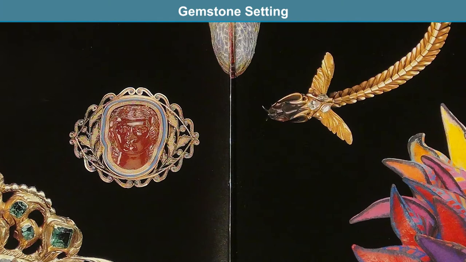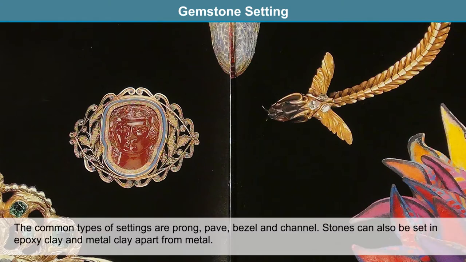Now, the type of setting depends upon the type of stone. Stones are usually either cabochons or they have a faceted back which ends in a point. Depending on the shape of the stone and the method in which it has been cut, the setting must be prepared. The common types of settings are prong, pave, bezel, and channel. Stones, apart from metal, can also be set in epoxy clay and air-dried, or set in metal clay and fired in the kiln to get beautiful pieces of handmade jewelry.